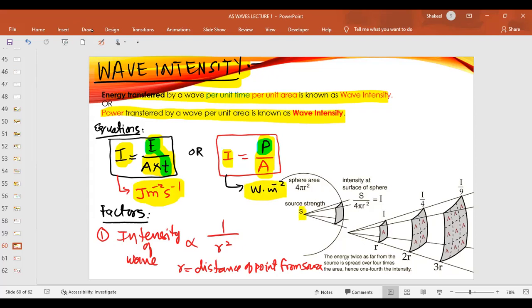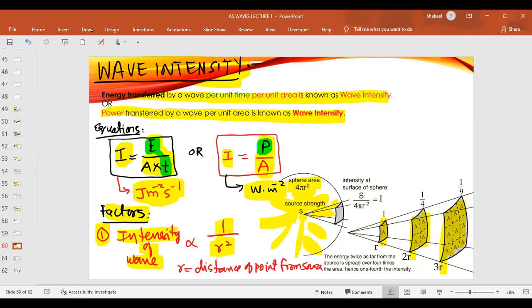So let's say this is the source and it is emitting some radiation, and you know that radiation, when spreading, spreads in the form of a sphere, and that sphere has an area of 4 pi r square. And as it is moving forward, it is spreading. That's why the intensity is going to decrease. So the first factor for the intensity, these are very important factors, is r square.